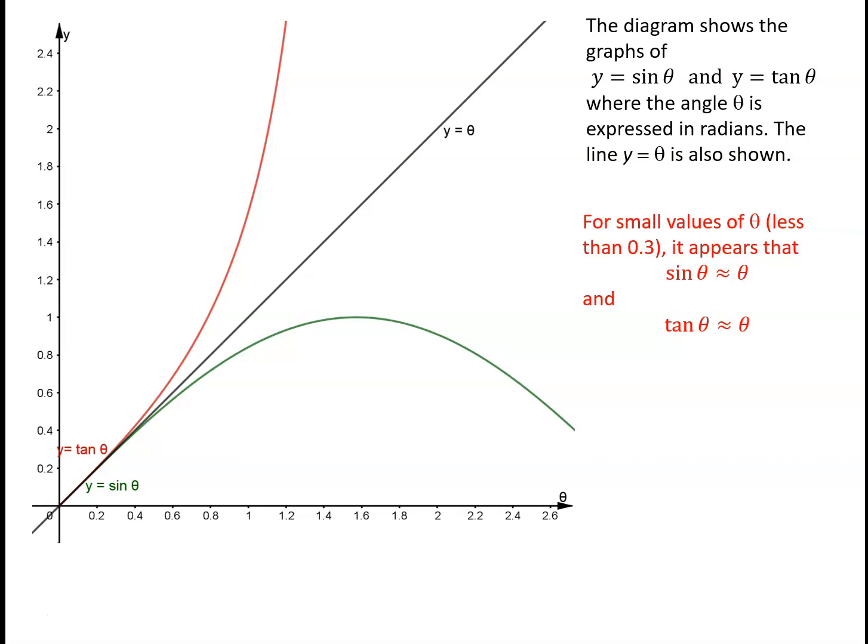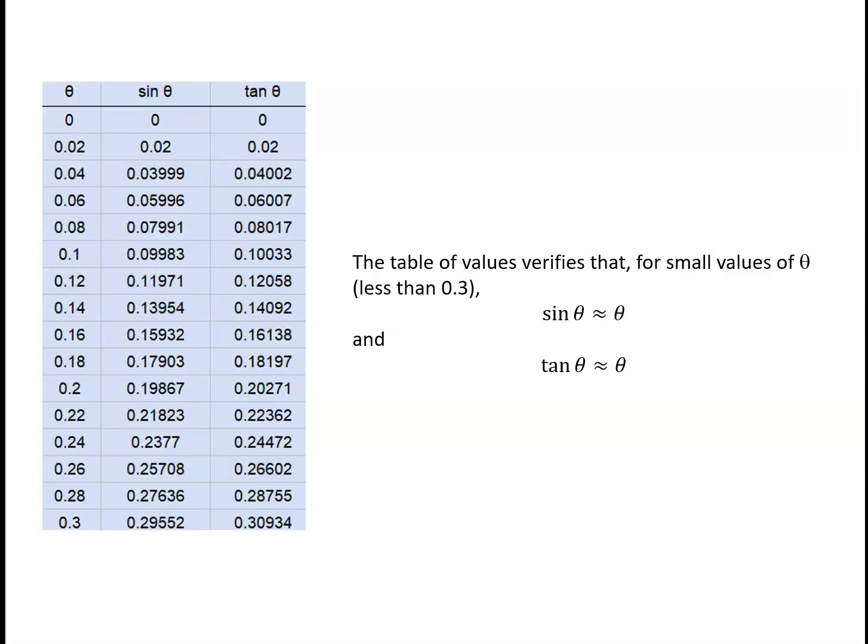And these are two of the three small angle formulae. Now we can see how accurate these approximations are by producing a table of values showing theta, sine theta and tan theta for values of theta varying between 0 and 0.3, and this table of values certainly verifies that provided theta is between 0 and 0.3, then the value of sine theta is indeed approximately equal to theta, and the value of tan theta is indeed approximately equal to theta.